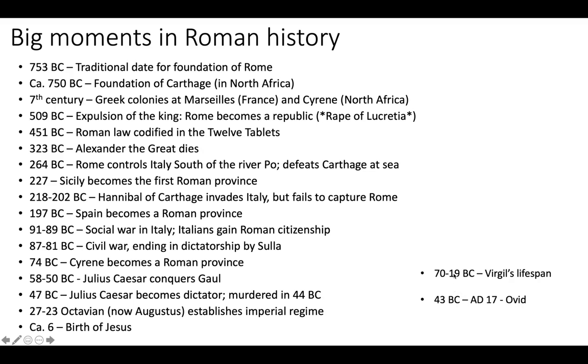He is a generation younger than Virgil. And so these two men had a profoundly different experience of political history. And you can see that represented in their writings. So we'll be able to say more about this in the coming lectures.